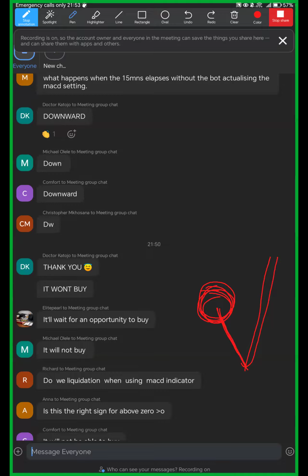Is this the right signal for above or zero? Yes, Anna, that's the right signal for above zero. The one that points forward is above. The one that points backward is below. So that one is correct, Anna. You are correct with that one.